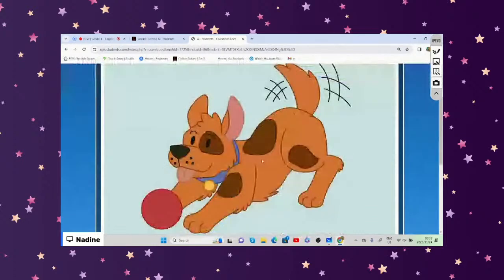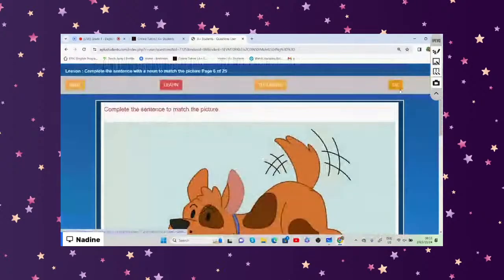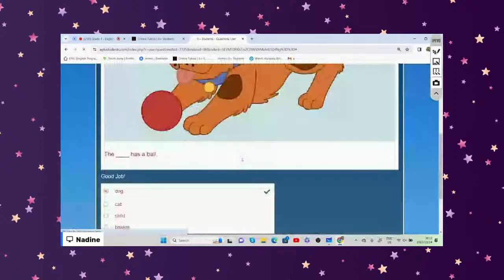So now, what animal do we see here? So we basically see a dog, right? So the dog has a what? Does it have a dog? Oh, no, the what has a ball. What animal has a ball? Is it the dog, the cat, the child, or the basket? So we can basically see the dog, right? Has a ball. So well done.